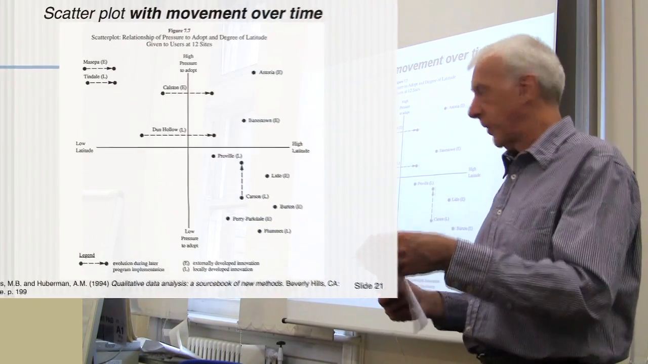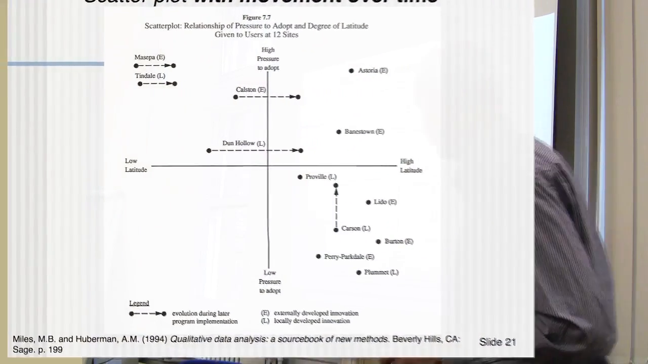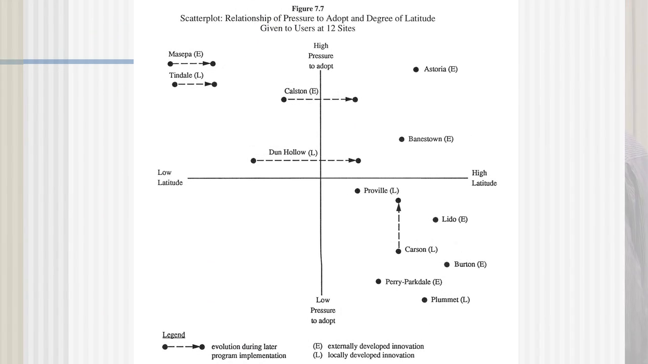And another Miles and Huberman table, this one, which is on page 199 of the book. I quite like this one because it then represents the chart. Again, they've classified into order in some sense. So they've got two dimensions here. The pressure to adopt different kinds of methods. This is the relationship of pressure to adopt and degree of latitude given to users of 12 sites. So there were 12 places they investigated this. Back to the same town, the same area to look at.